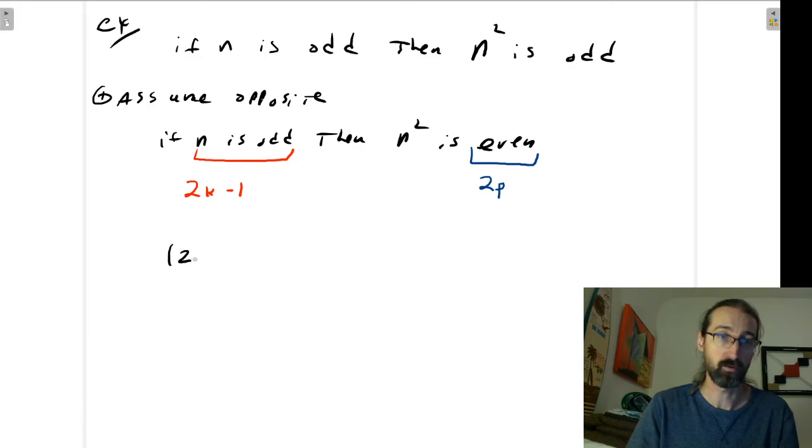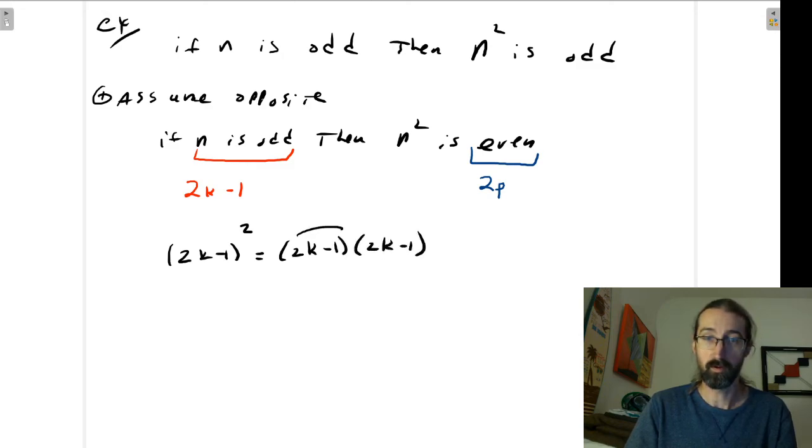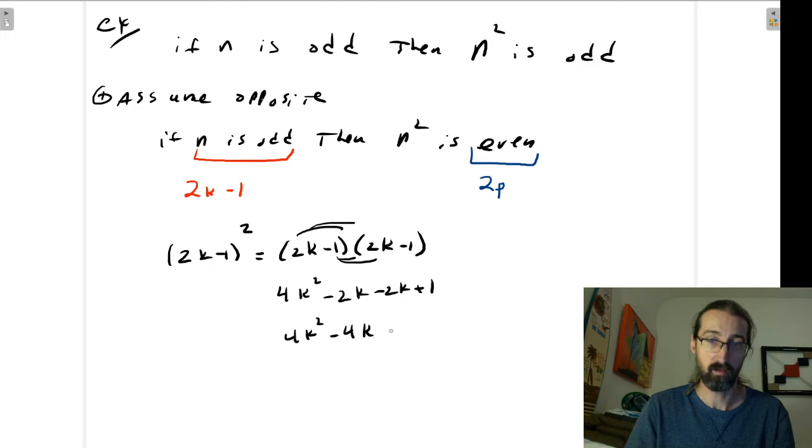So if I do 2k minus 1 squared, let's do our not killing puppies, 2k minus 1 times 2k minus 1. FOIL this out, distribute this. I'm going to get 4k squared minus 2k minus 2k plus 1. And this is going to be 4k squared minus 4k plus 1. That's what this is equal to, right? So this is n squared.